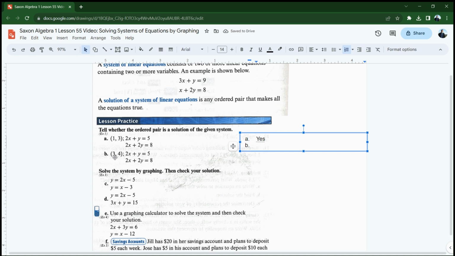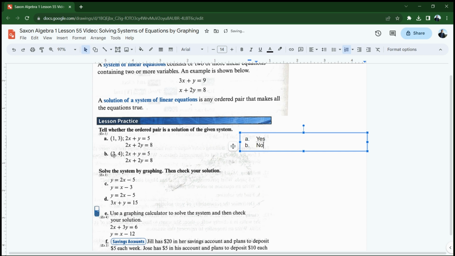Let's try the second one. So we're going to plug in 3, 4. 2 times 3 is 6, plus 4 is 10. Ooh, it didn't work for that one. 2 times 3 is 6, plus 8 is 14. Didn't work for that one. 3, 4 is not a solution for either of these two equations, and definitely not for both of them. So we're going to say no.